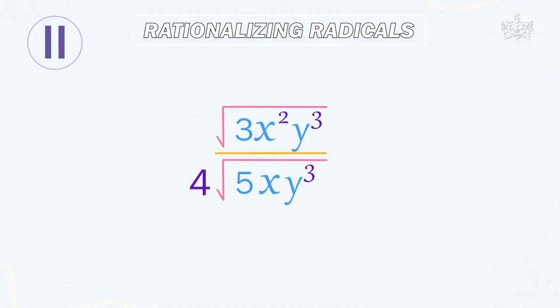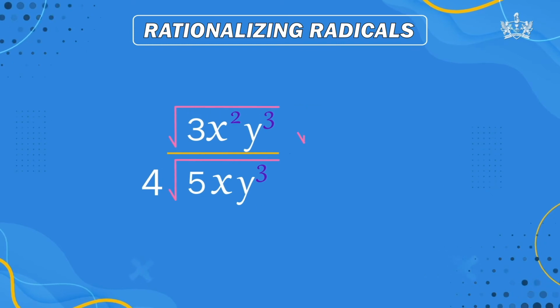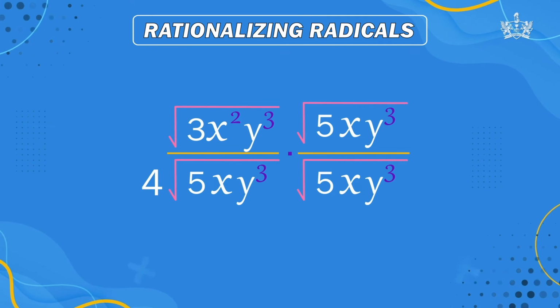Okay, try this example on for size. Go ahead and pause the video. In this one, the main thing that's different is that there's a coefficient of 4 in the denominator. We can ignore that for now. To rationalize, we will multiply the entire expression by the square root of 5 times x times y cubed over itself. We don't need to include the 4 because it's not included in the radical.